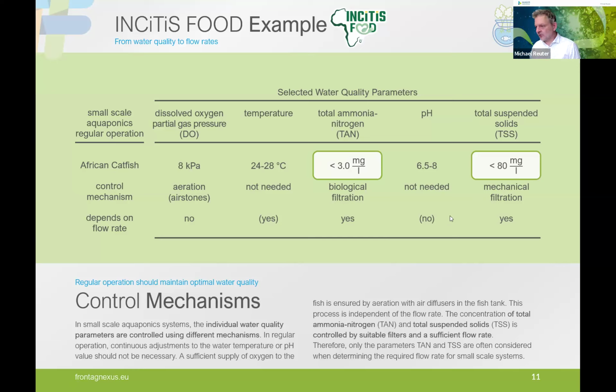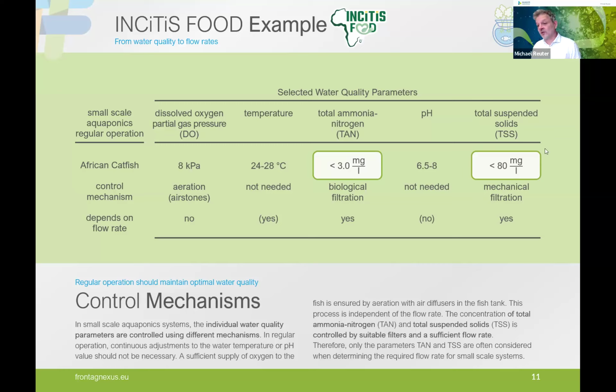The pH is not really linked to the flow rate because we don't regulate it with the flow, but actively if we need to interfere by giving some chemicals or whatever that buffer the solution or correct the pH.